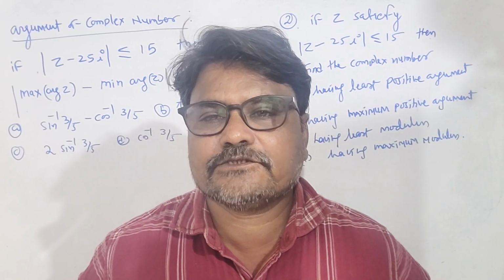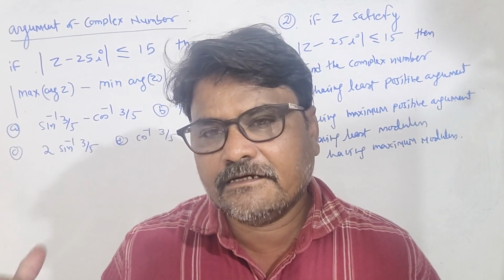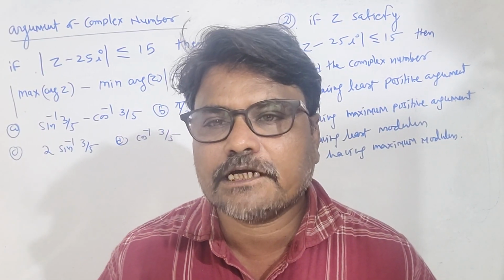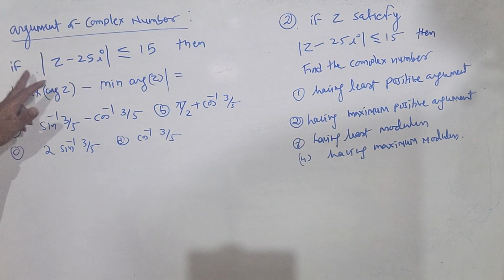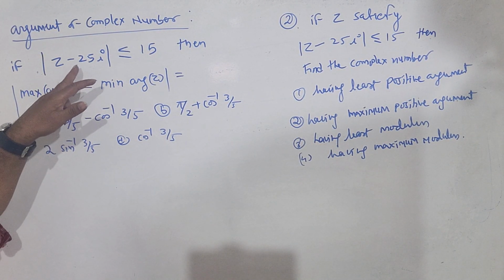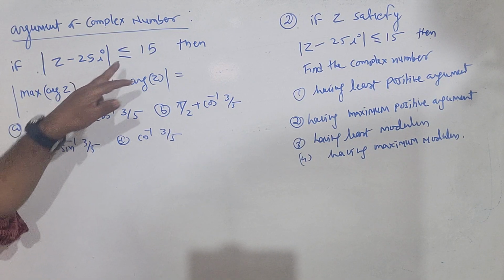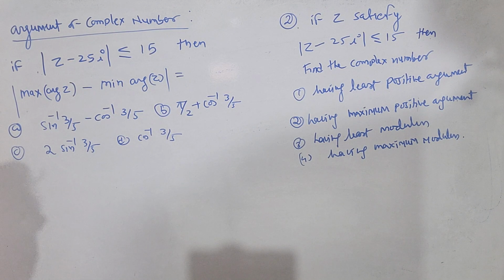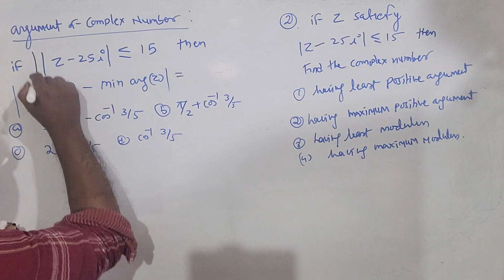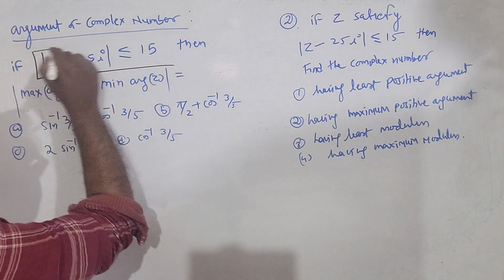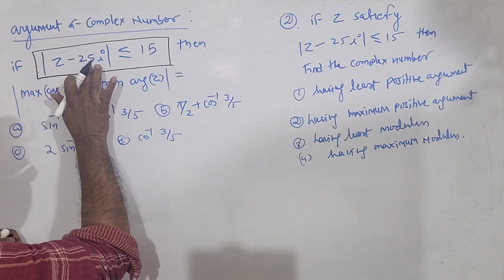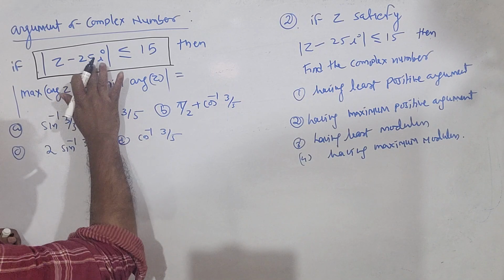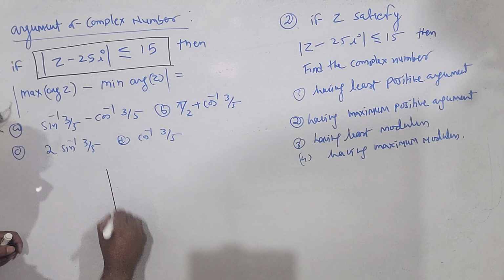Hello everyone, in this video we will see these two problems that depend on the argument of a complex number. See, the first one is: modulus of z minus 25i is less than or equal to 15. So this is the famous locus in complex geometry. Okay, this represents a circle with center at (0, 25), that is on the y-axis.